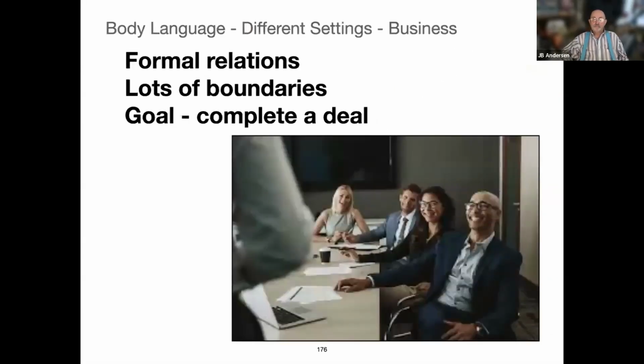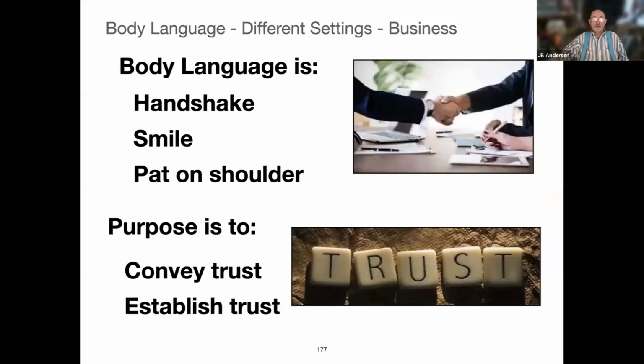First, business. These are formal relations. There's lots of rules, lots of boundaries when you're at work. The goal, we're going to complete a deal. I want you to do this, that, or the other thing, or I need to get this done. You make a deal with yourself about how soon something's going to happen. Body language in business is handshakes, smiles, pats on the shoulder.